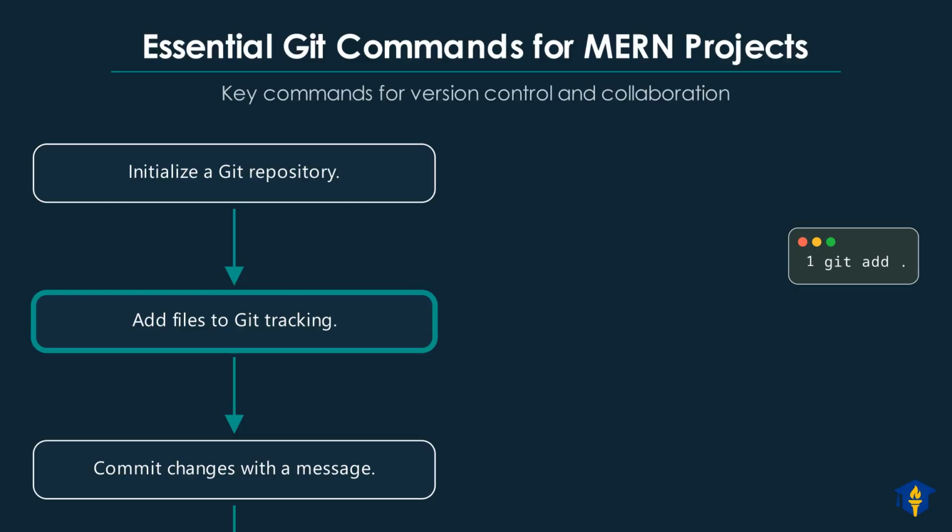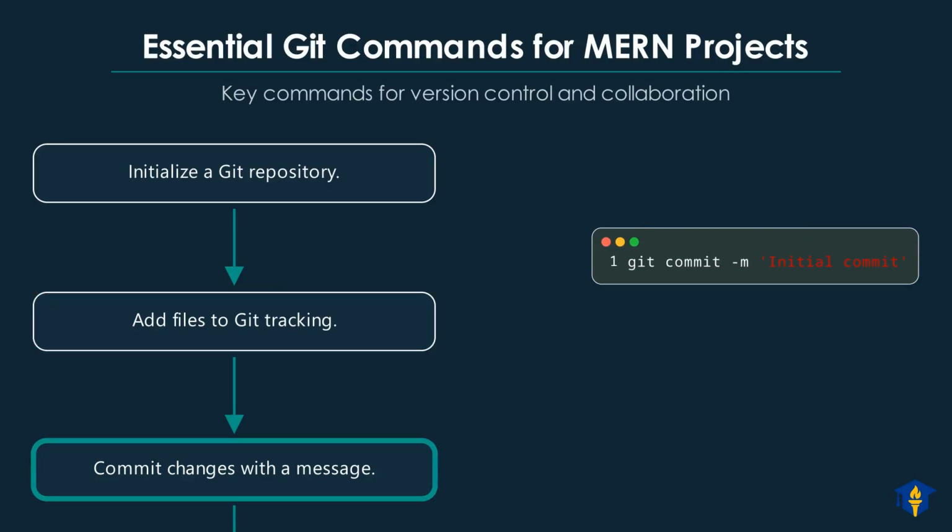To prepare files for your next commit, you need to add them to staging. The command git add . stages all changes in your current directory. To save your staged changes with a descriptive message, you will commit them. Use git commit -m followed by your message.